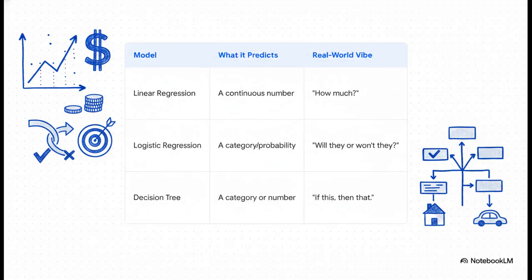All right, so let's recap your new toolkit. For any how much question, you've got your trend finder, linear regression. For those will they or won't they questions, you've got the probability mapper, logistic regression. And when you just need simple, explainable if this, then that rules, you have the flowchart expert, a decision tree. You now have a specific, powerful tool for each kind of job.